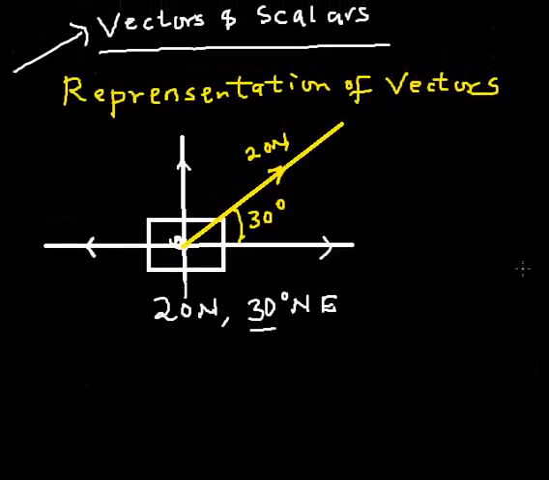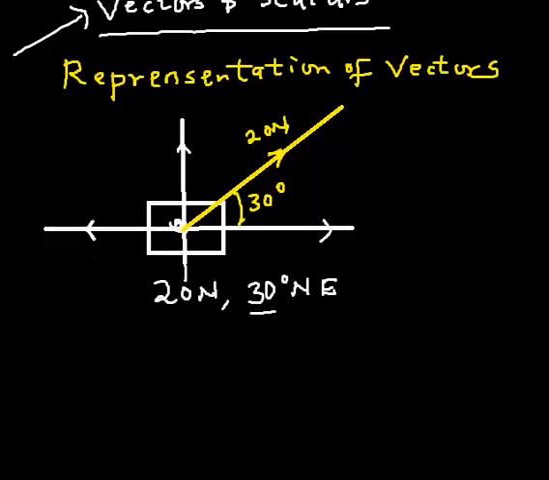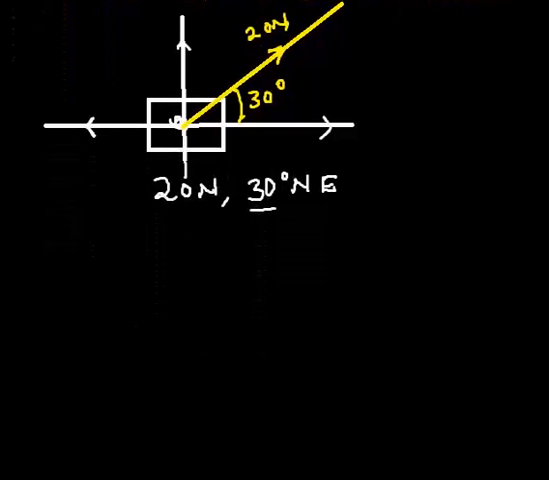Anytime you want to express a vector, you don't just express the magnitude of the vector, you should also express the direction to which the vector is acting. So the next thing I'm going to be looking at is the resultant of vectors.